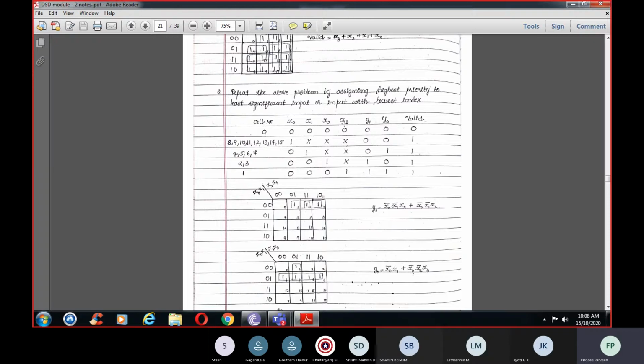In the same way, x3 is 1, and compulsorily x2, x1, x0 should be 0. Then the output is 1, 1. And the valid for all these inputs will be 1.